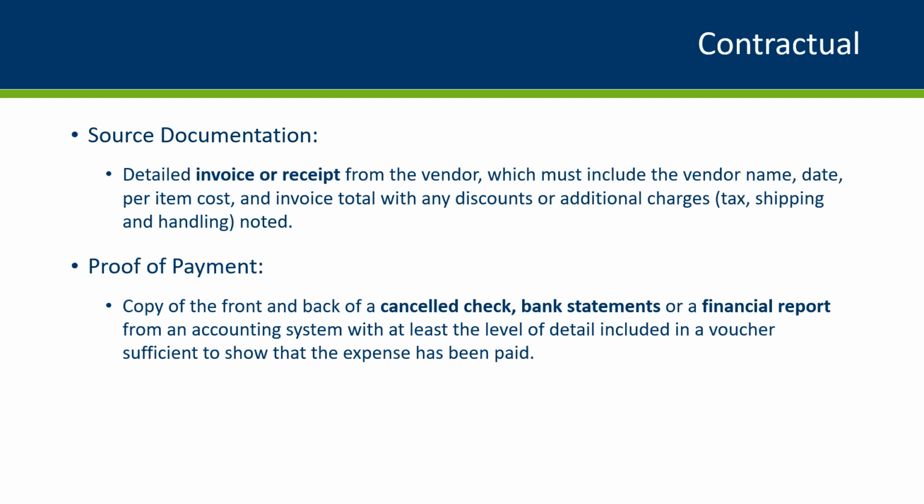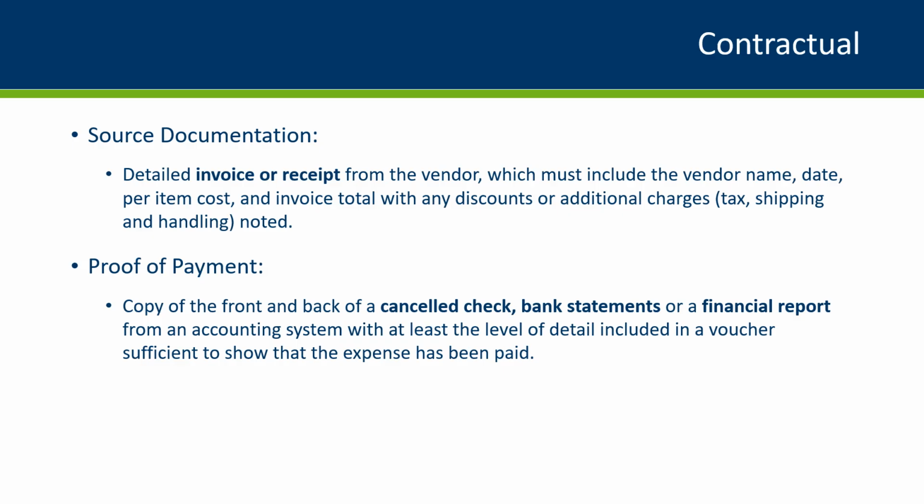The next category is contractual services. The source documentation needed for contractual services would be a detailed invoice or receipt from the contractor or vendor. This must include the vendor name, the date, the per item cost, and invoice total with any discounts or additional charges, like tax, shipping, and handling.